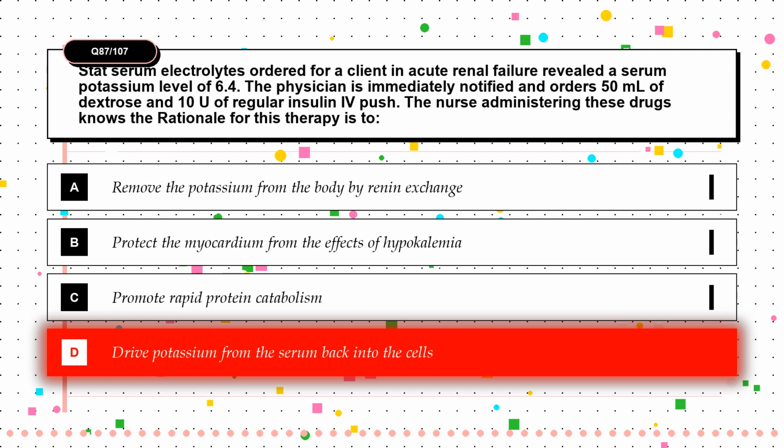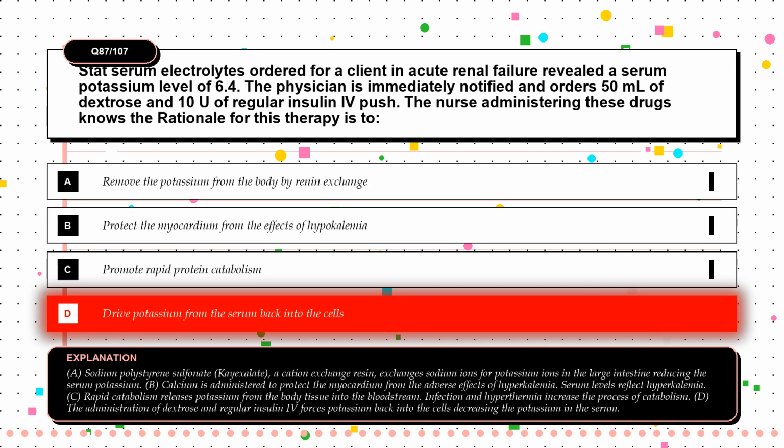The correct answer is option D, drive potassium from the serum back into the cells. A. Sodium polystyrene sulfonate, Kayexalate, a cation exchange resin, exchanges sodium ions for potassium ions in the large intestine, reducing the serum potassium. B. Calcium is administered to protect the myocardium from the adverse effects of hyperkalemia. Serum levels reflect hyperkalemia.